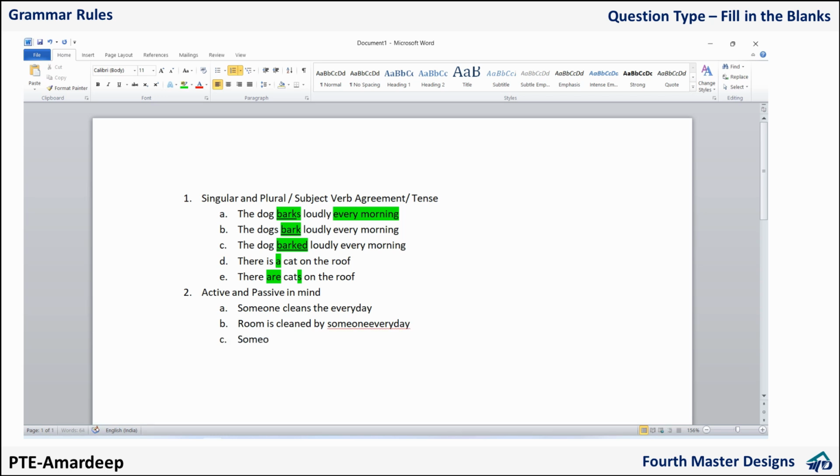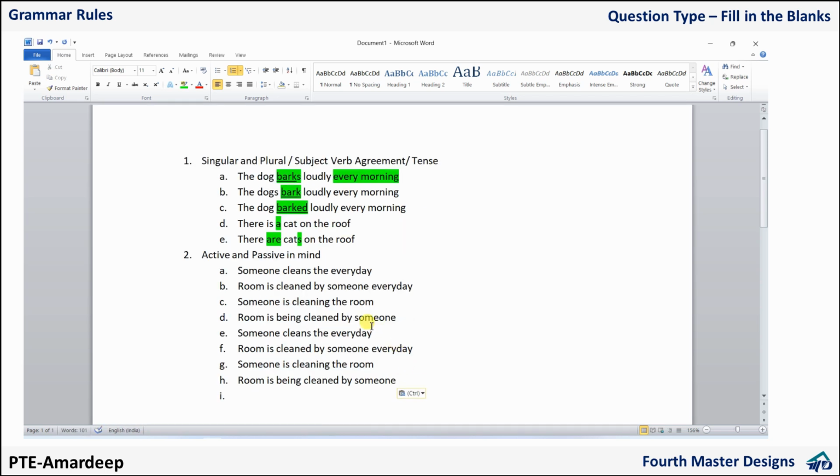Then someone is cleaning the room. Room is being cleaned by someone. Now based on that I will go for my other two also. So here I go. Then I'll explain what is the mistake.